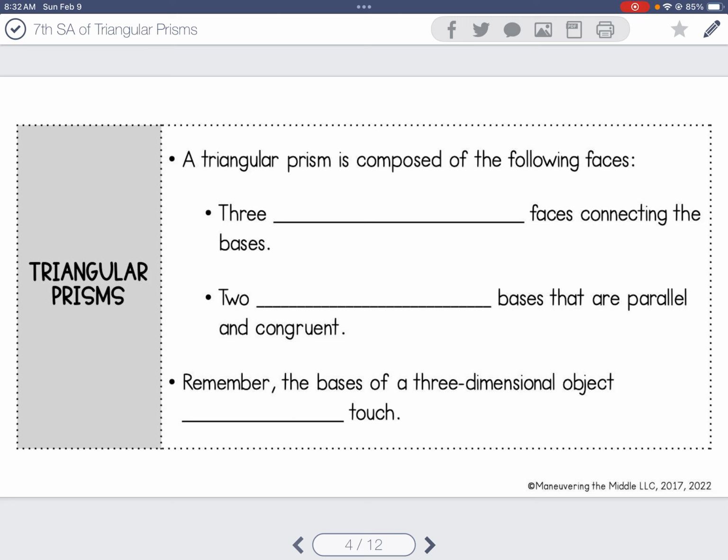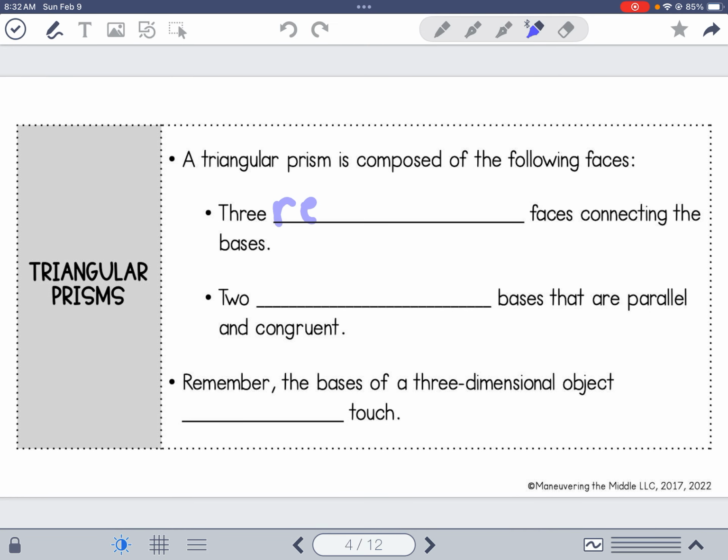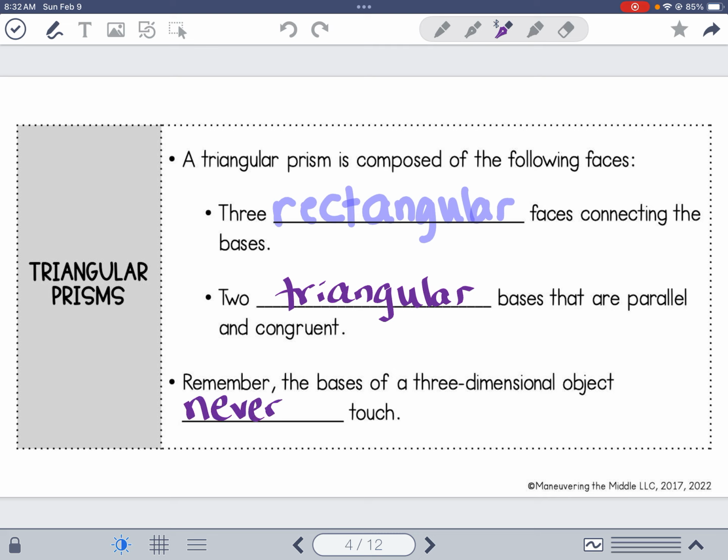A triangular prism is composed of the following faces. We have 3 rectangular faces connecting the bases, and 2 triangular bases that are parallel and congruent. Remember, the bases of a three-dimensional object never touch.